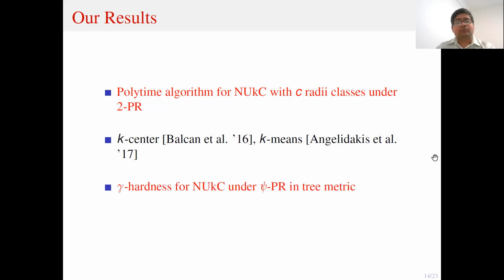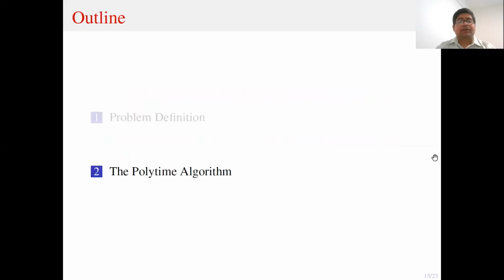In the general case, we showed that perturbation resilience doesn't help. In particular, we show that for any gamma and psi, the problem under psi-perturbation resilience is hard to approximate within a factor of gamma. And this holds even in tree metric and the Euclidean metric of dimension 1. In the rest of the talk, I will discuss the polynomial time algorithm for a constant number of radii classes.